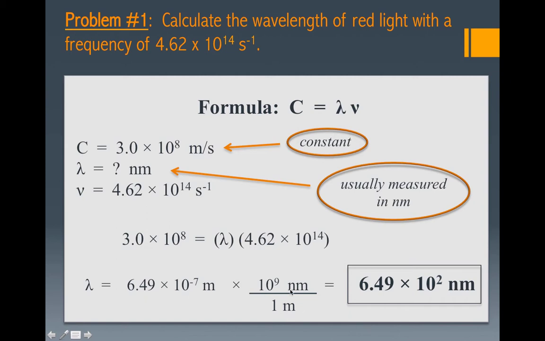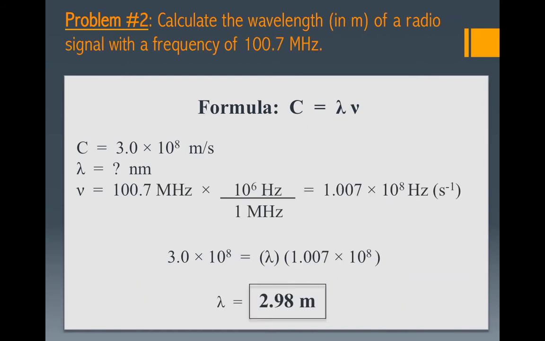Wavelength is usually measured in nanometers, where the relationship is 1 meter is 10 to the ninth nanometers. So all I do here is convert. When you put this in your calculator, you have to put 1 times 10 to the ninth. And I get a final answer of 6.49 times 10 to the second nanometers. And if you wanted to leave that as 649, that would be fine as well.